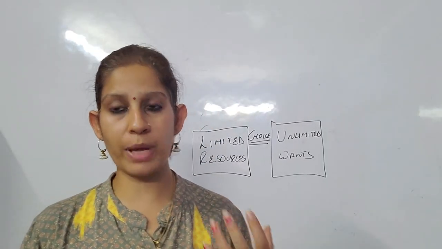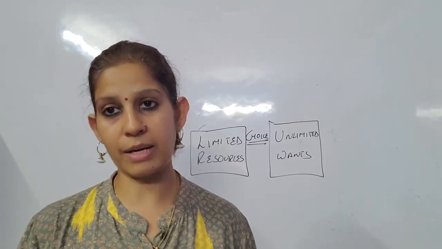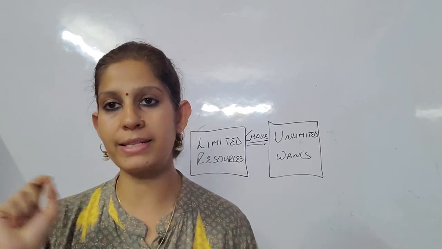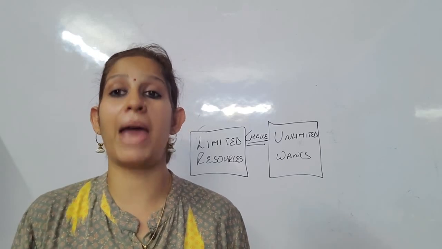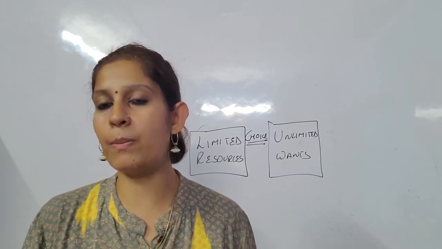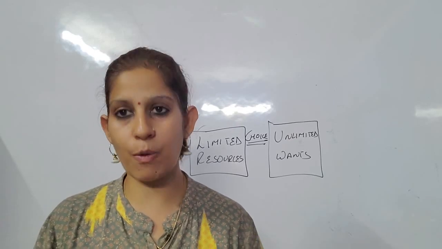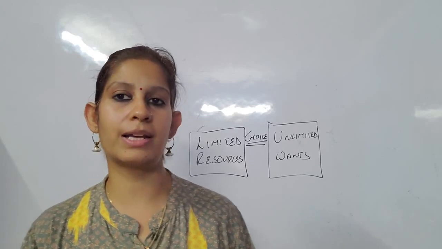Now, when we have to make a choice as to where to allocate the resources, we should think about economizing the resources. So the second term is economizing the resources. What do we mean by economizing the resources? It means the best use of resources with minimum wastage: the allocation of resources in such a way that the maximum wants are satisfied with the minimum wastage.